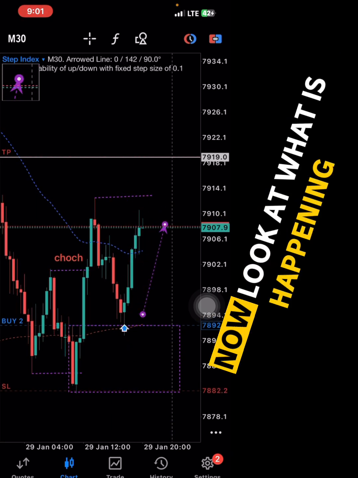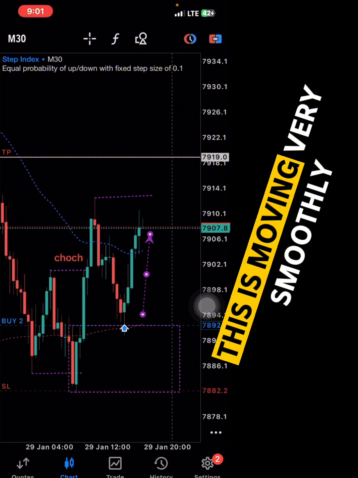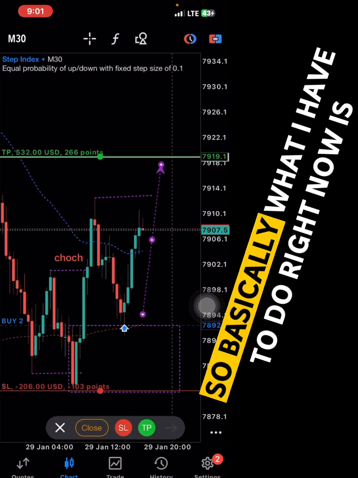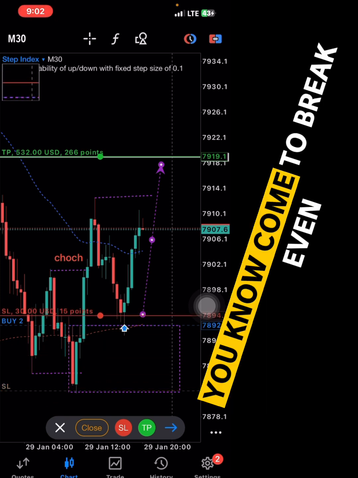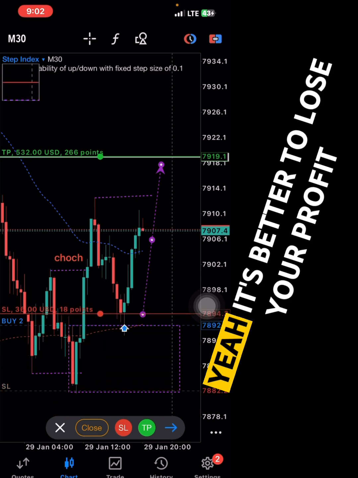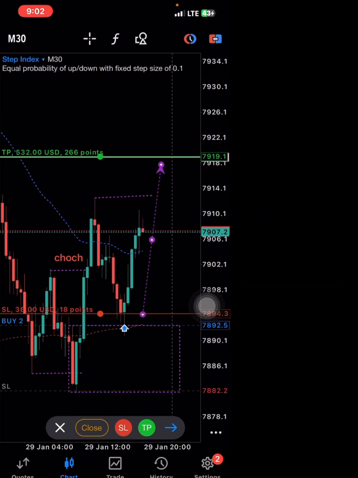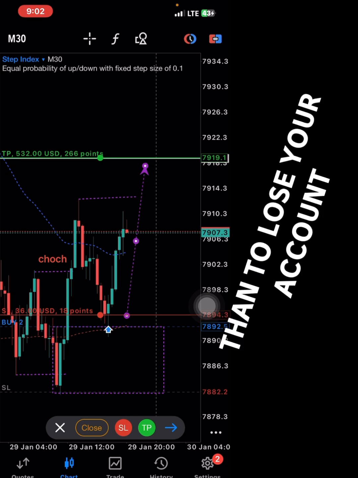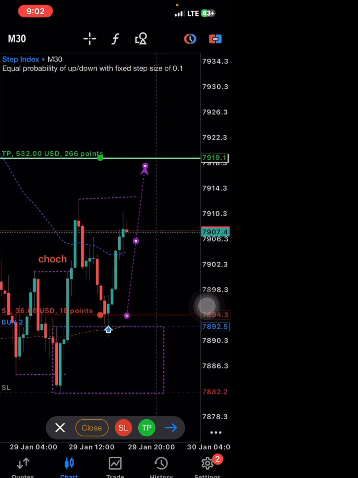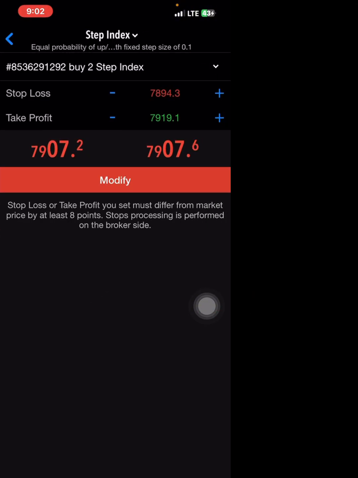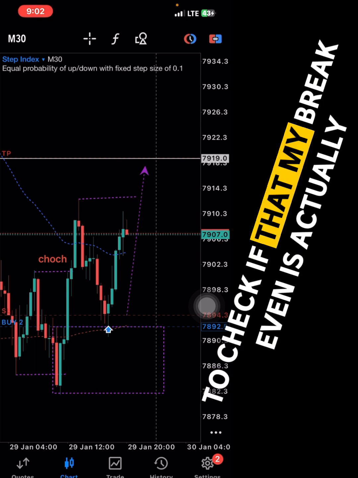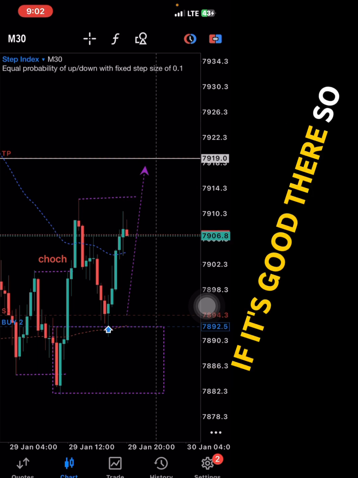And look at what is happening. This is moving very smoothly and it's going to hit take profit. So basically what I have to do right now is move to break even. It's better to lose your floating profit than to lose your capital, your account. So let me put that break even there. However, I'm going to go to a lower time frame to check if my break even is actually okay.